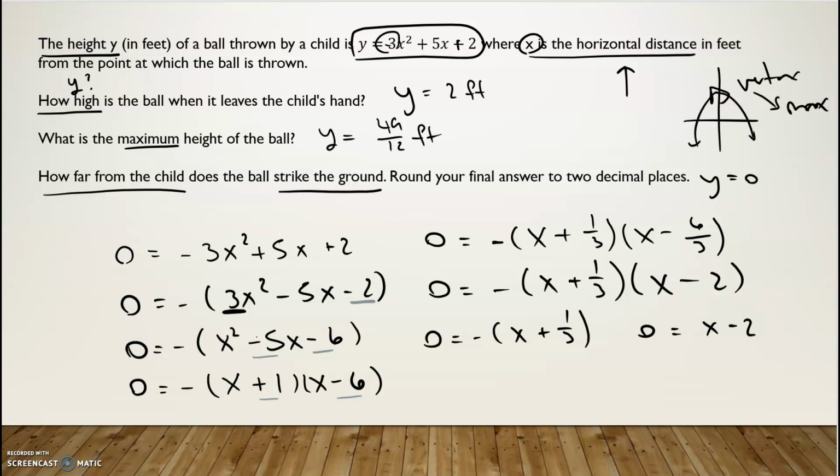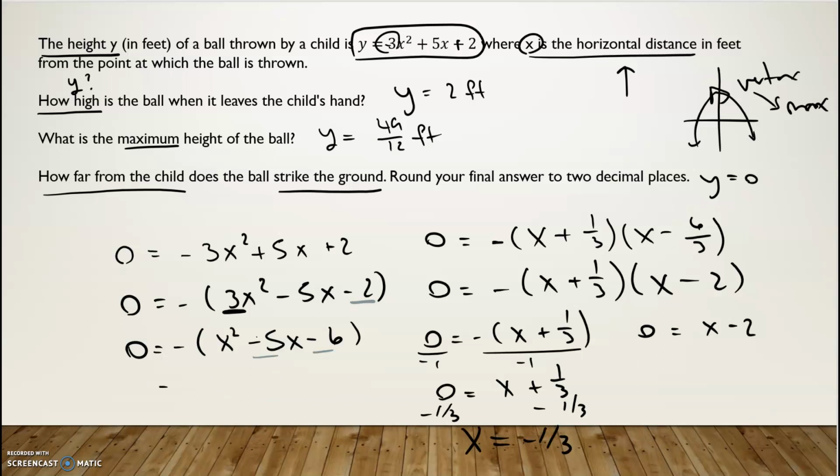Okay, so divide both sides by this negative 1. That'll still be 0. Move that 1/3 over. So x is equal to negative 1/3, and I'll move this over here. So x is equal to negative 1/3, and then add 2 to both sides. x is equal to 2.